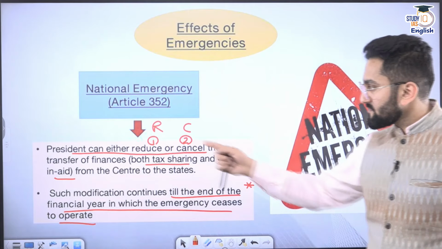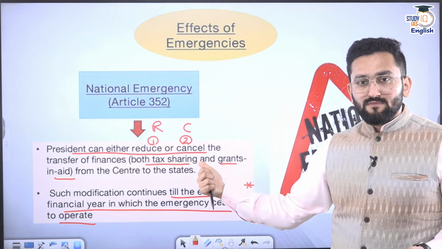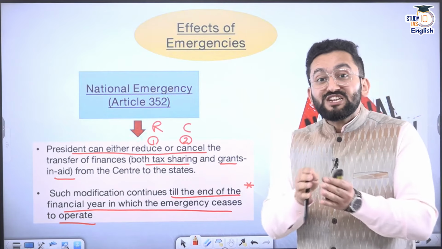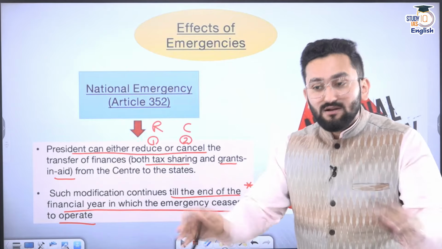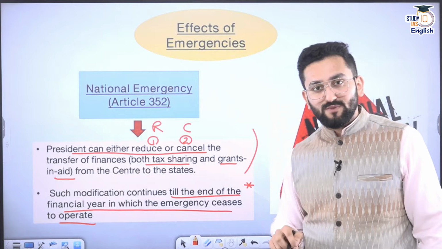Now, effects of emergency. What is going to happen? Number one, the President can actually reduce or cancel the promises which were made by the center to the state. We are going to give you this much tax proceed, now we are not giving. We are going to give you this much grant, now we are not giving. So it means this can be done in case of national emergency.